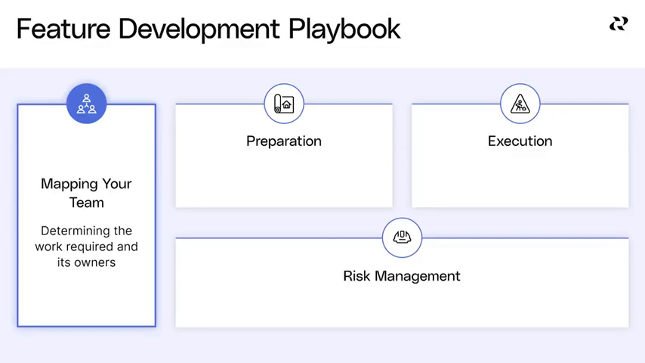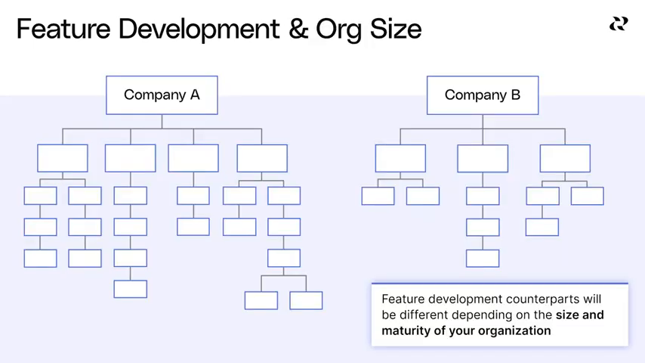Before you can effectively manage your first feature development cycle as a PM, you need to understand all the work that needs to be done and who will be doing it. However, a big reason why effectively managing feature development is so challenging is because your feature development counterparts will differ depending on the size and maturity of your organization. Different organizations assign feature development responsibilities to different people.